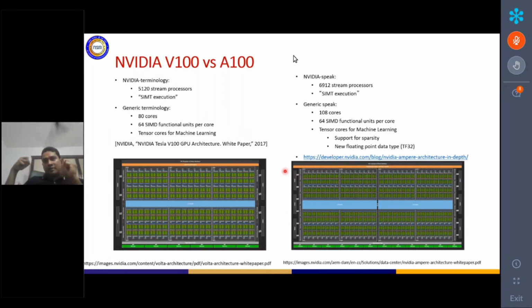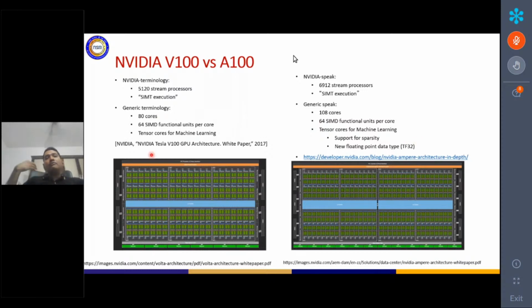Okay, so now you can see how much increase in the number of cores that can be accommodated into one particular system. From 80 cores to 108 cores in 2 years. Okay? You can imagine how much progress is happening, and how these systems are getting scaled.